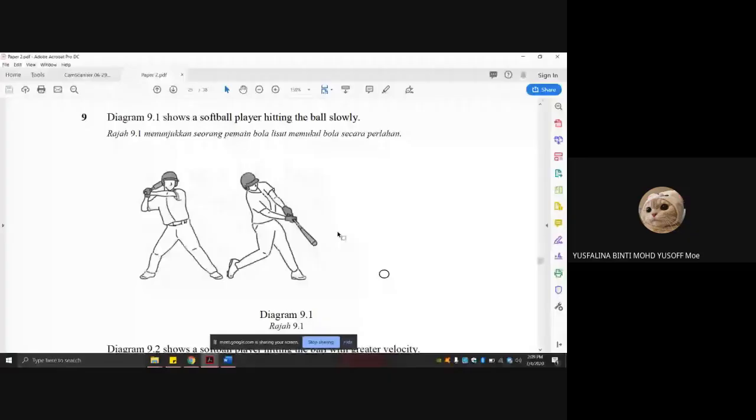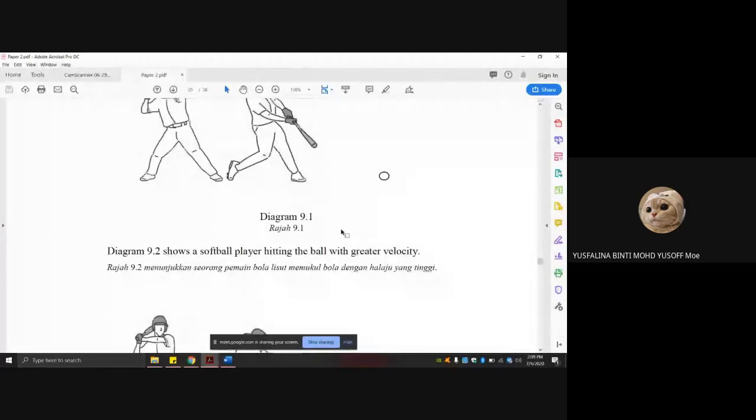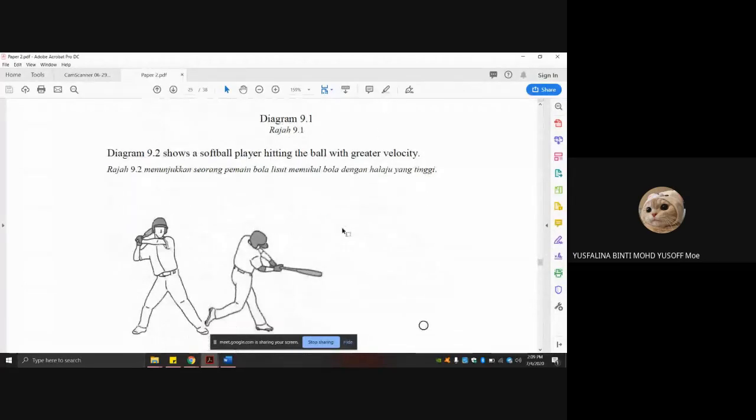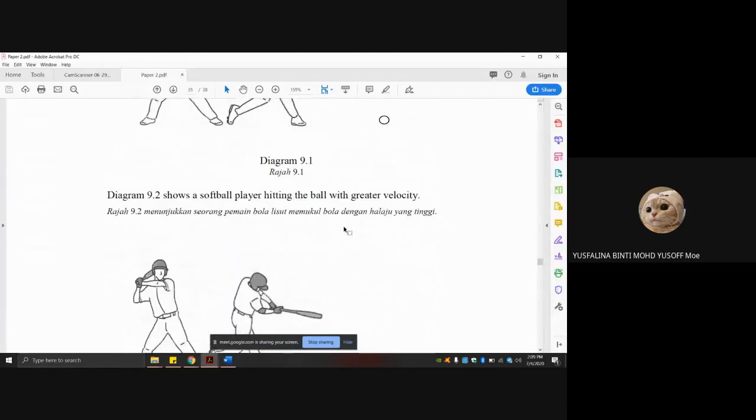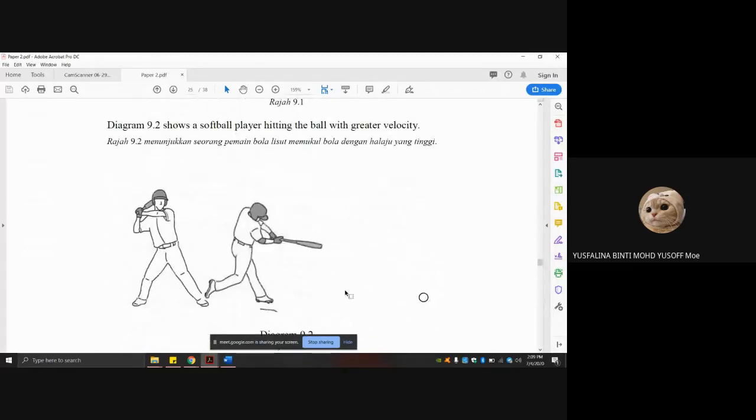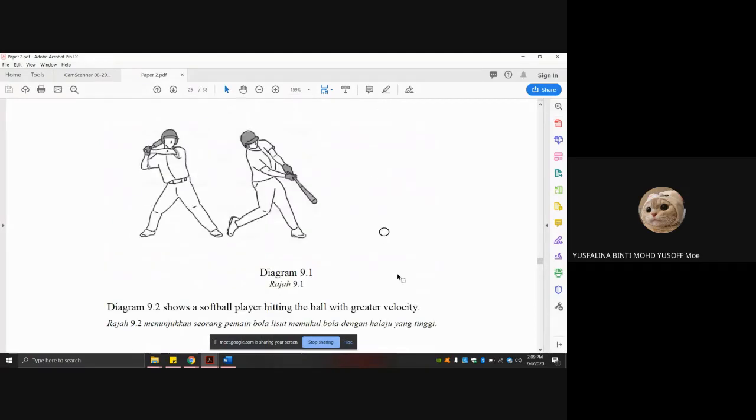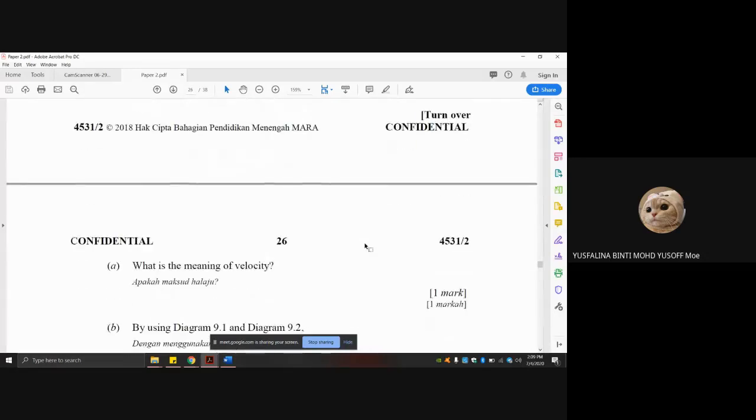Okay, so this is the question. Diagram 9.1 shows a softball player hitting the ball slowly, and diagram 9.2 shows a softball player hitting the ball with a greater velocity. So the difference is the force. Since this ball travels further, the player in diagram 9.2 gives a higher force compared to 9.1. The next question: what does it mean by velocity?